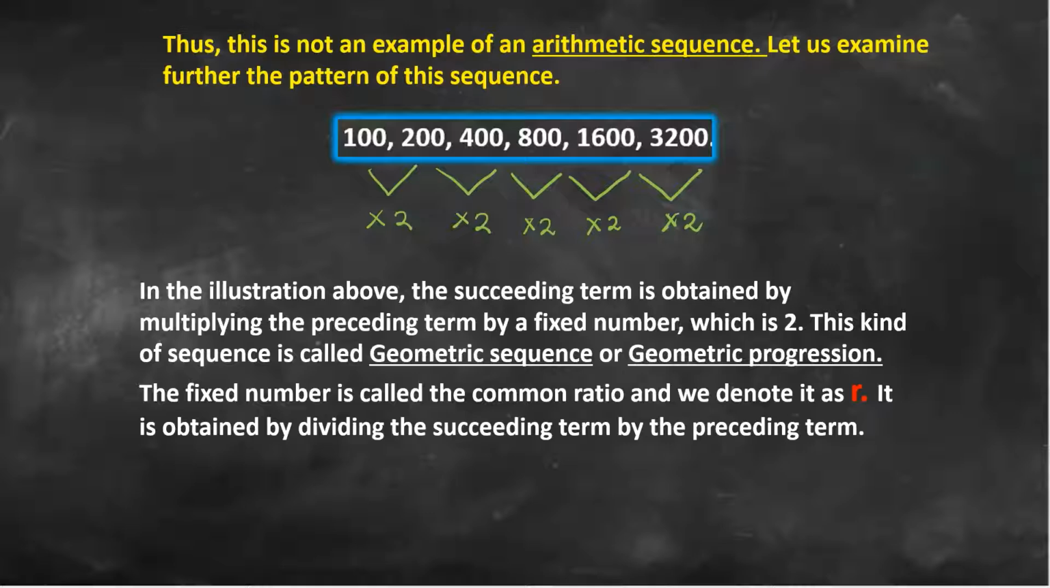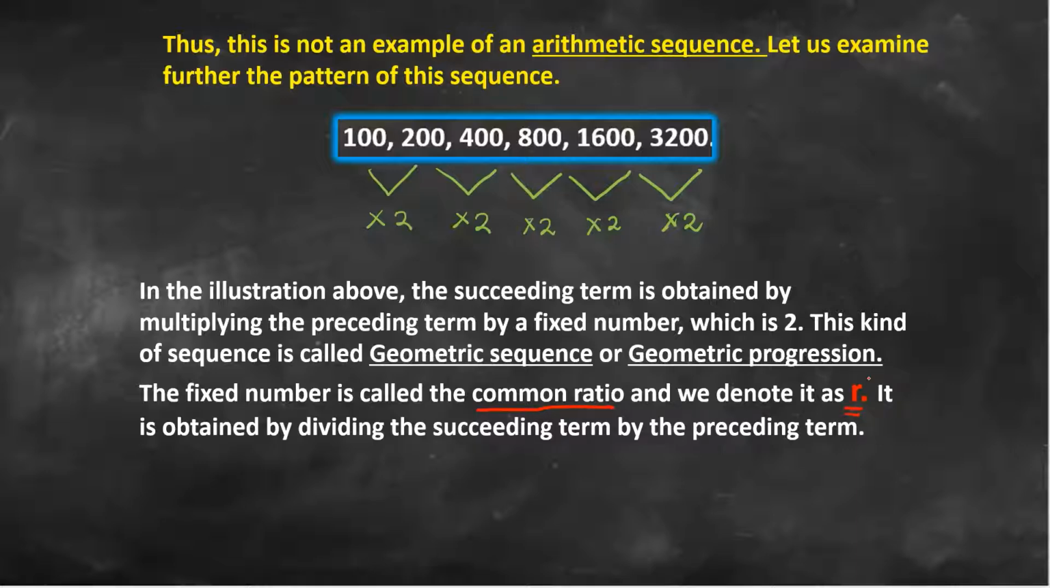So the fixed number is called the common ratio, and we denote that as R. So again, the common number that we multiplied here, as you can see, times 2, times 2, times 2, and so on. That's the fixed number, and we call that the common ratio. And we write that as R.